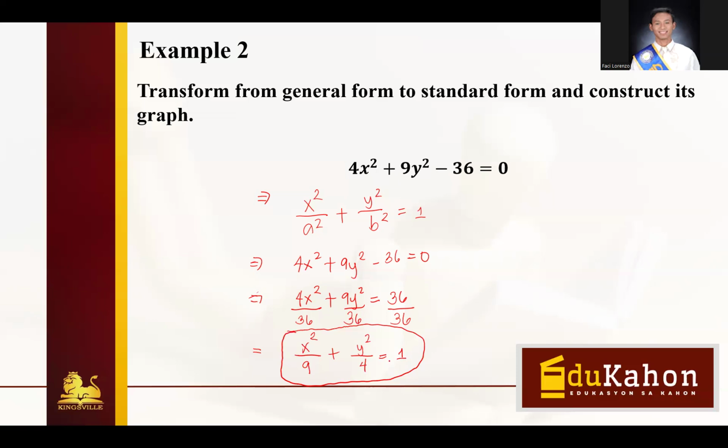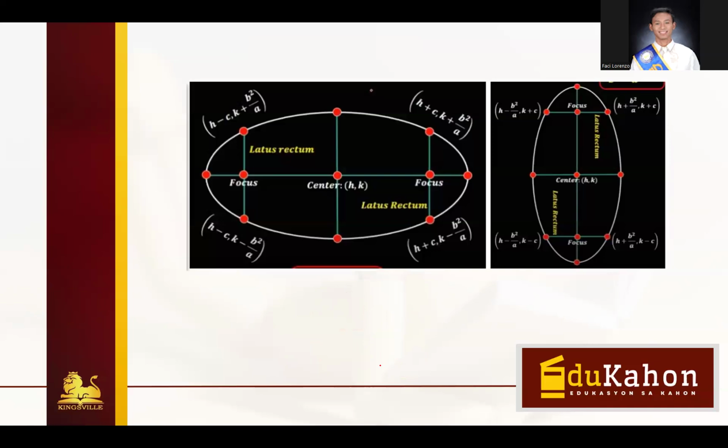From the general form, 4x squared plus 9y squared minus 36 is equal to 0. Now, let's proceed to the graphing. The graph of an ellipse, again, can be vertically or horizontally oriented. It depends on the values of a and b, which are the constants in the denominators of your equation. Since we have x squared all over a squared plus y squared all over b squared is equal to 1, if a is greater than b, then we have a horizontally oriented graph for your ellipse.